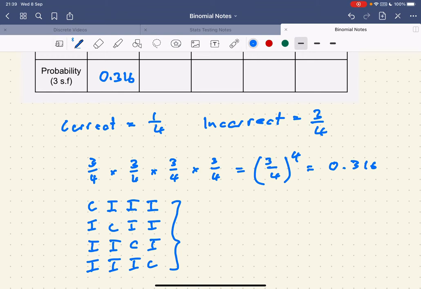Now each time the probability of getting 1 correct is a quarter, and getting 3 incorrect is 3/4 to the power of 3, and there are 4 different combinations of this. So I can put all this into the calculator and it comes out as 0.422.